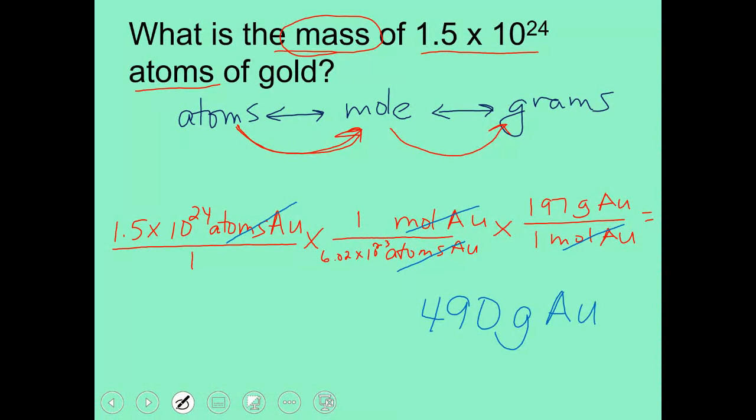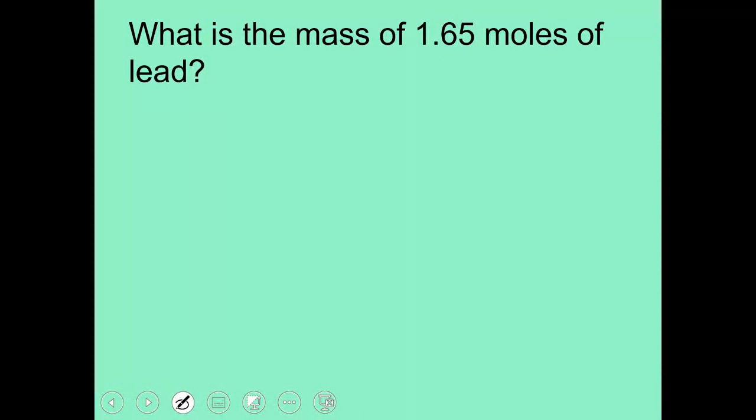As long as I don't put a decimal on the end of this, that zero is not significant. Remember, trailing zeros are not significant unless there is a decimal. So this has 2 sig figs, and this is a good answer. Let's do one more problem, and then we'll wrap this up, and you can practice some problems on your own.